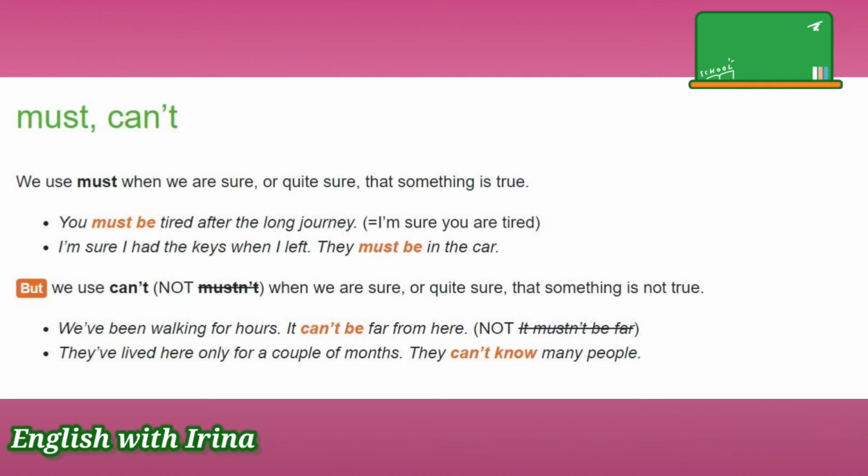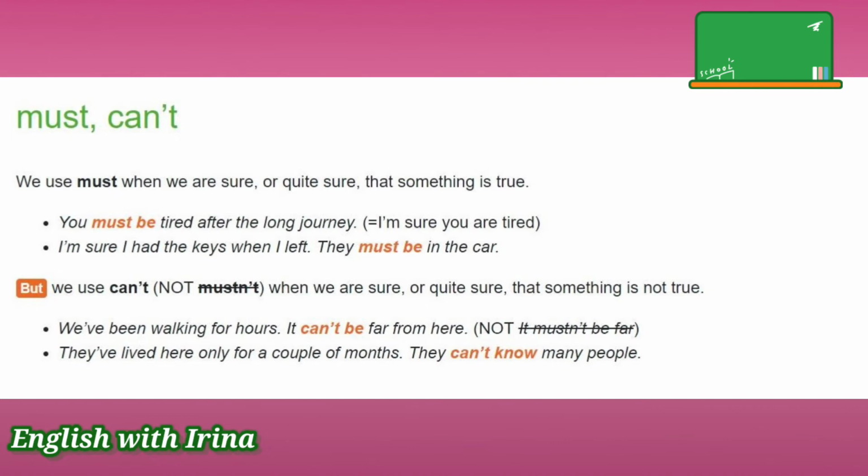We use can't, not mustn't, when we are sure or quite sure that something is not true. We've been walking for hours. It can't be far from here. Not it mustn't be far.